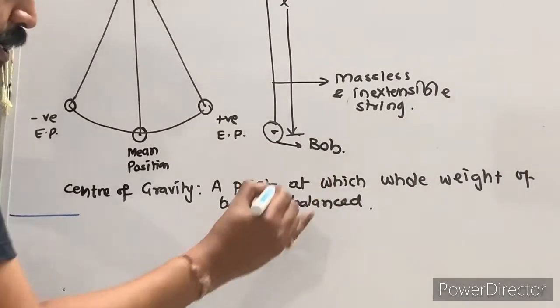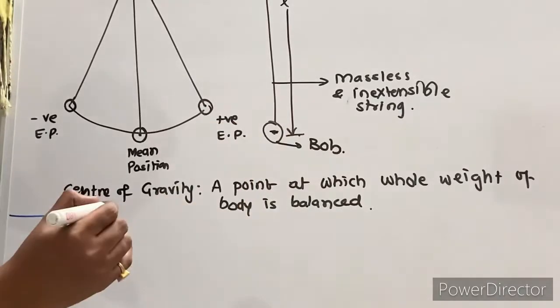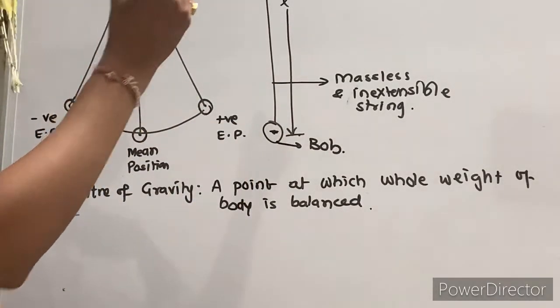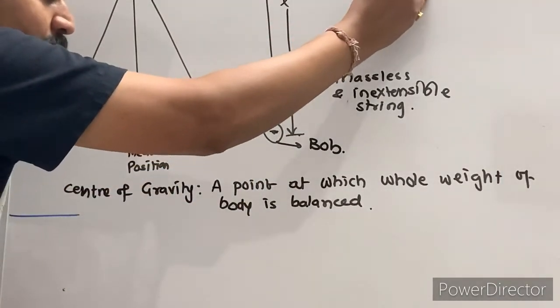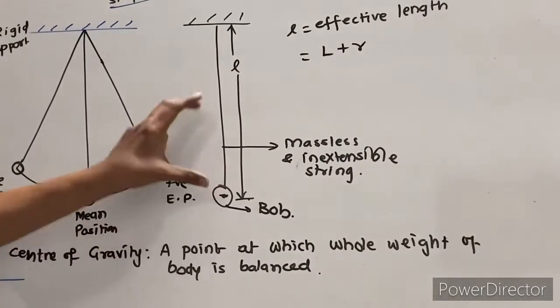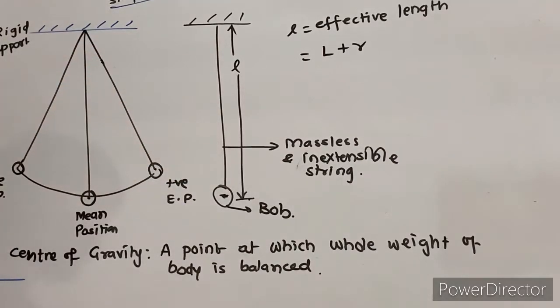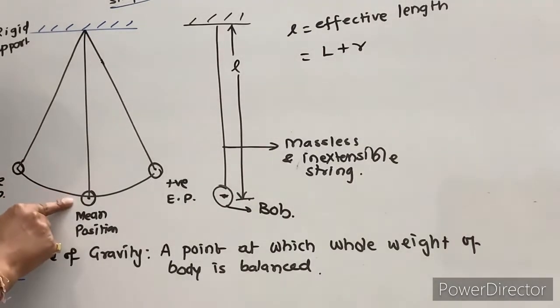So this is a regular shaped body. The position of center of gravity will be here. So this effective length is L plus small r. Small r is the radius of this bob. The actual length is from this to this, but when we take the calculation part, it is called effective length, that is from rigid support up to the center of gravity, right?